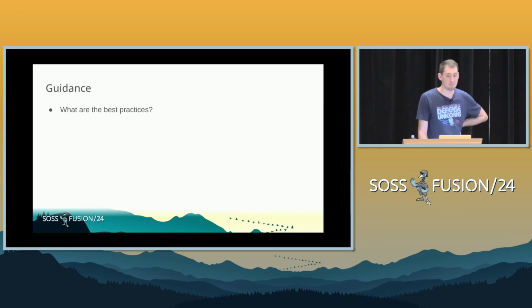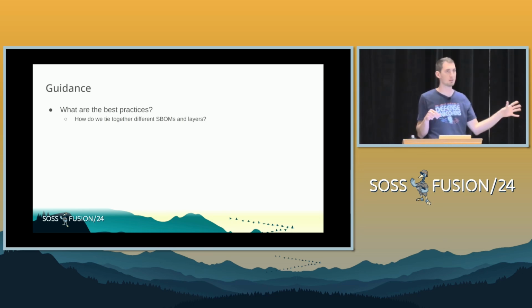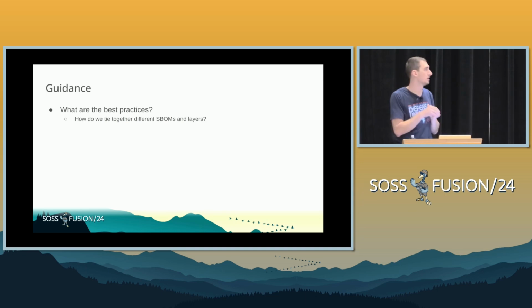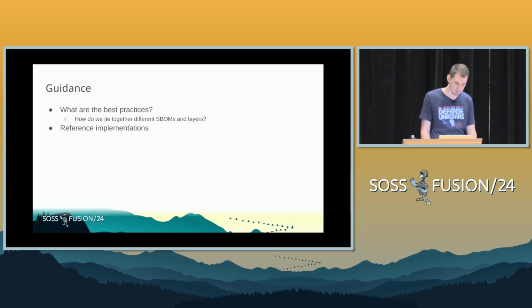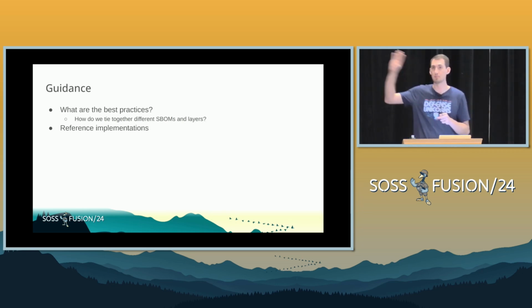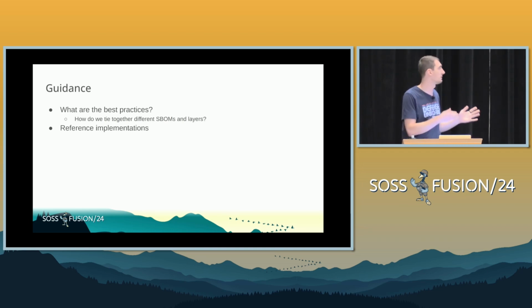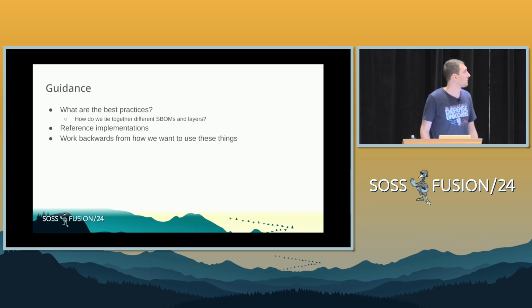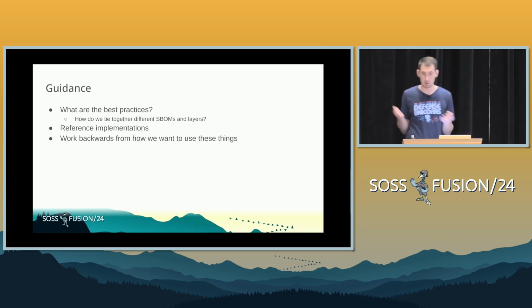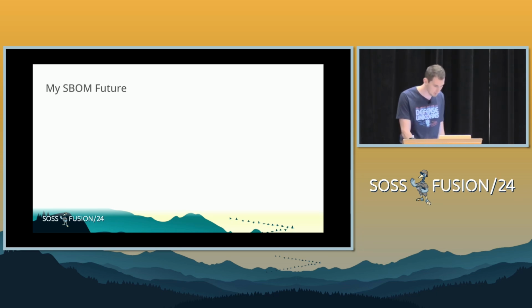So I want to know what the best practices are, right? How do I tie together these different SBOMs and layers? How do I tie together my build time SBOM to my runtime SBOM, specifically around that dynamically linked library? I want reference implementations. I want to be able to take a tool that is considered to be the perfect tool to produce an SBOM for a given scenario and be able to either go use that or port it to a different language. I want to work backwards from how, as a user or end user, I need to use and consume these things, or as a person who is producing an SBOM to ship, and I want to work backwards to that to solve the problem, to figure out what tooling gets me there.